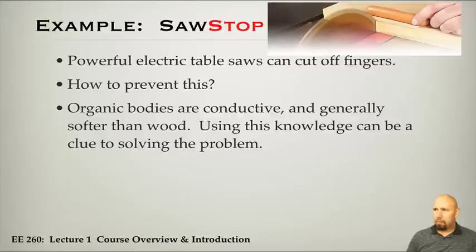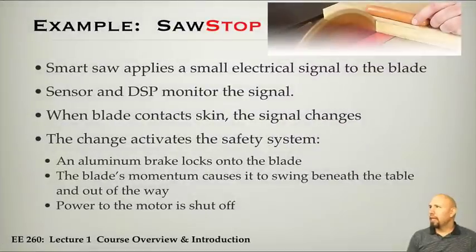The smart saw basically applies a small electrical signal to the blade. There is a sensor and a DSP that monitors the signal. When the blade contacts skin, or as in the picture, a hot dog, the signal in the blade changes. And this change then activates a safety system. Obviously, if the blade is not contacting skin, there's no issue, there's no problem. It's only a problem when the blade contacts flesh.